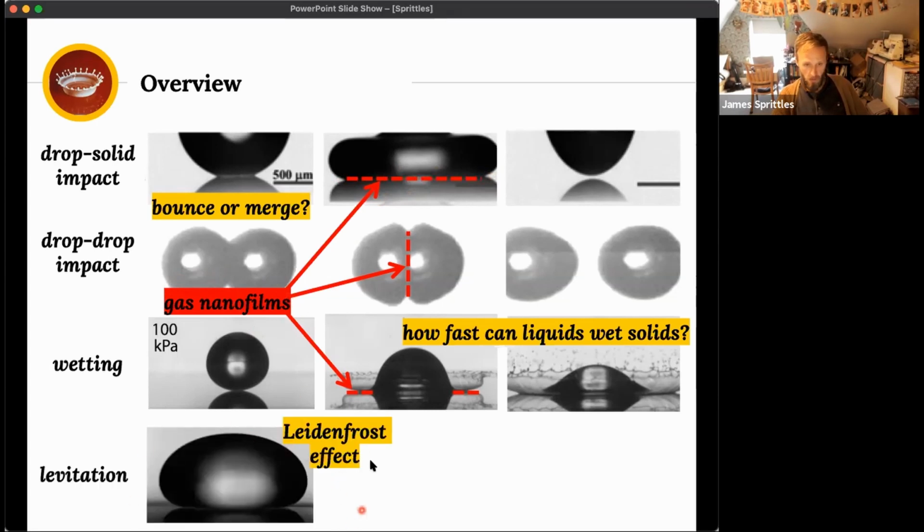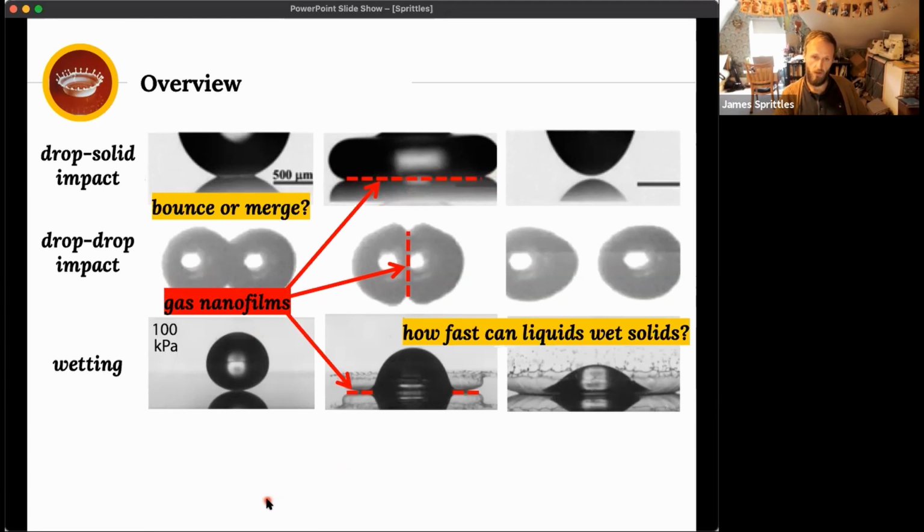The final thing I'm going to talk about today will be the Leidenfrost effect. This is the levitation of drops on their own vapor. This is slightly different because we have heat transfer here, and we also have much thicker films in general. So for a start, our focus is going to be on these three phenomena. And let me just start by addressing the rather simple question of why the air matters.